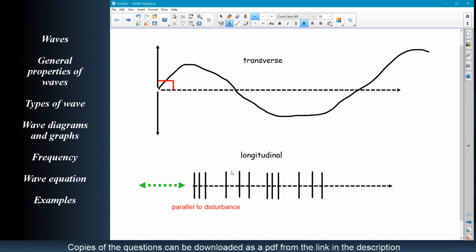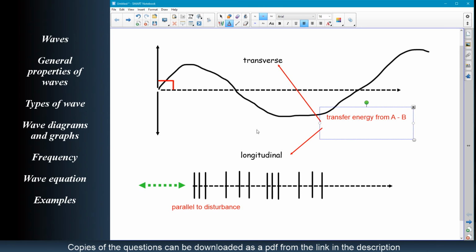Longitudinal waves and transverse waves, though, have in common the fact that they are waves. So we need to establish what a wave is. So that's a wave, and that's a type of wave. So what are waves? And waves do two things. They transfer energy from point A to point B.